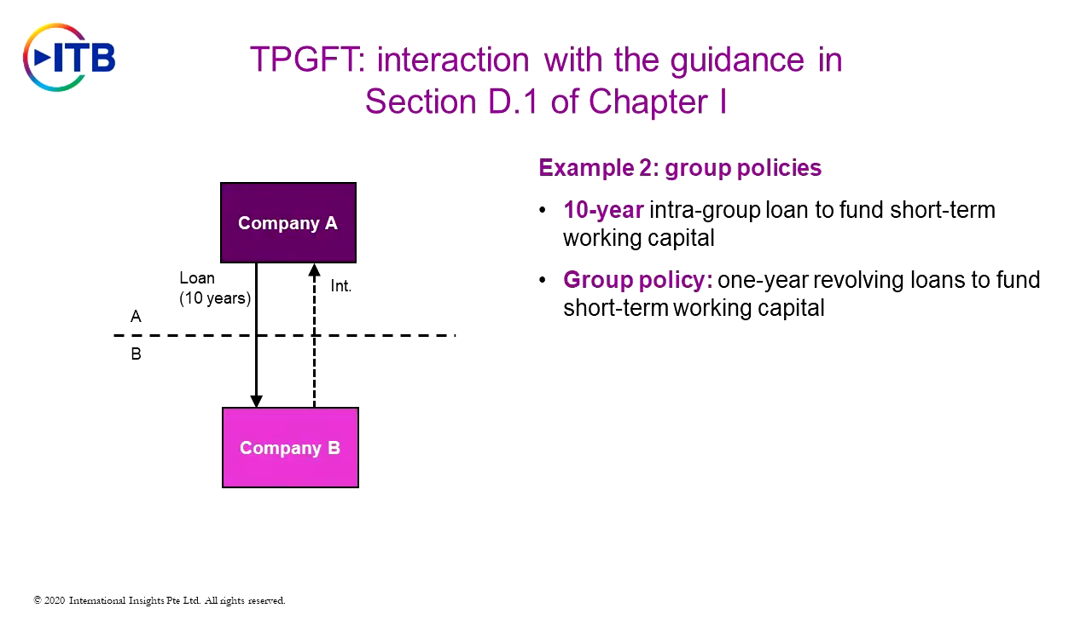And the second example considers the impact of an MNE group's existing financing policies to an intra-group loan for a term of 10 years, which is used to fund short-term working capital. The group policies include that the group uses 1-year revolving loans to fund short-term working capital.